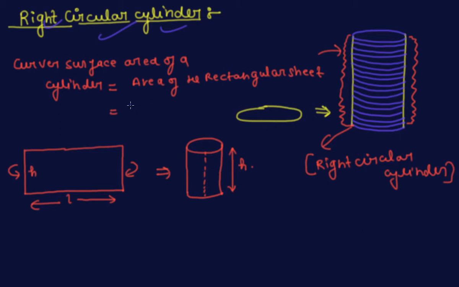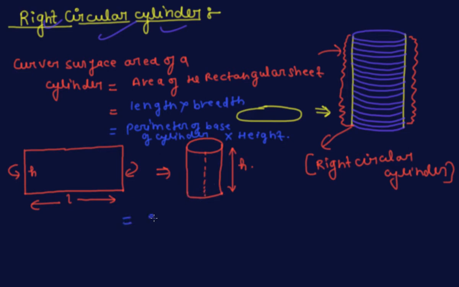The length of the sheet is the perimeter of the base of the cylinder. The area of the rectangular sheet is length into breadth, where the length is the perimeter of the base of the cylinder, into the height. The perimeter of the base of the cylinder is basically this.